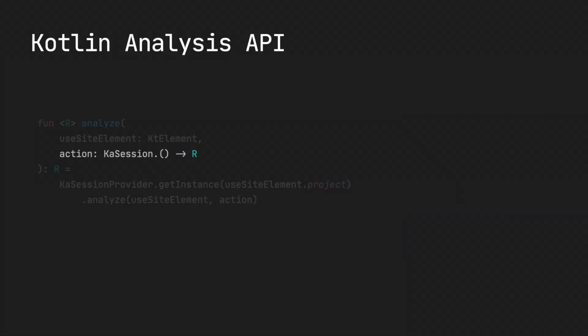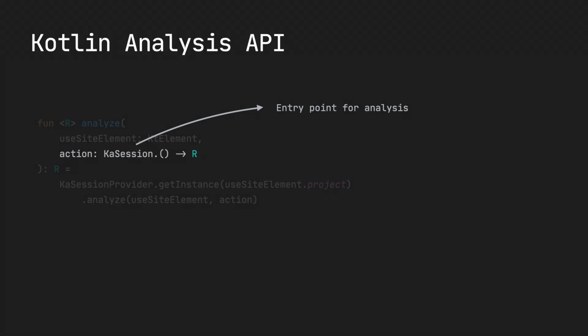The second part, which is the most important part, is this action, which has a KA session. Internally, what this analyze method is doing is creating this Kotlin analysis session. This analysis session underneath the hood is just an interface. This is the entry point for analysis.